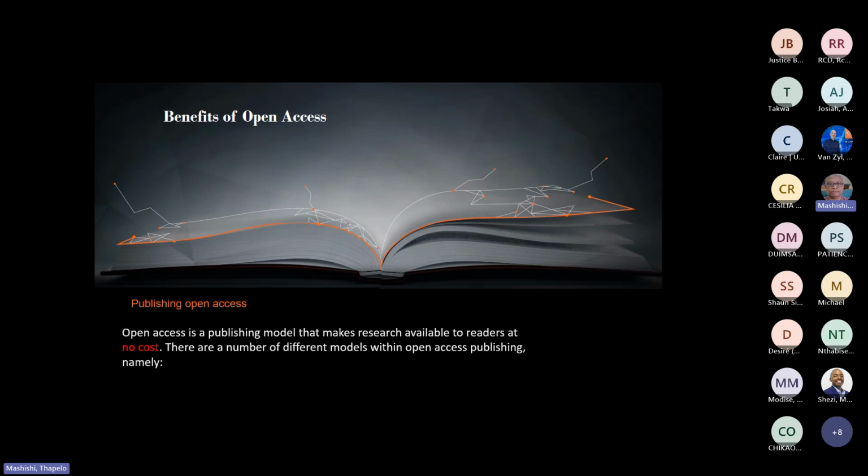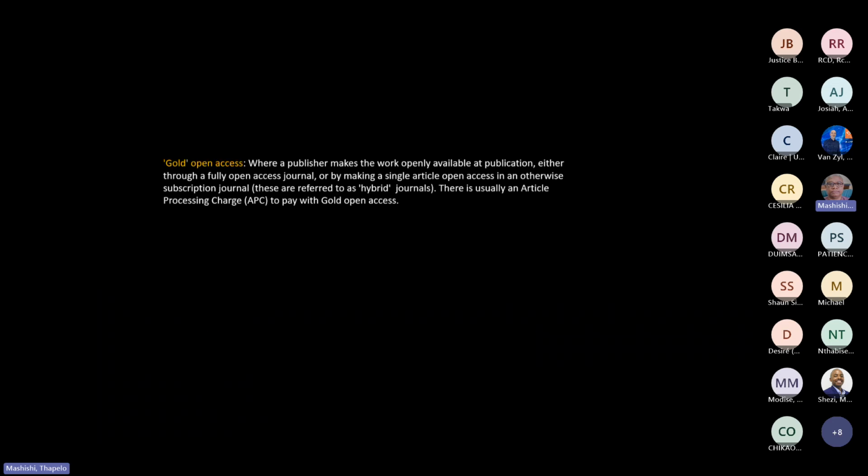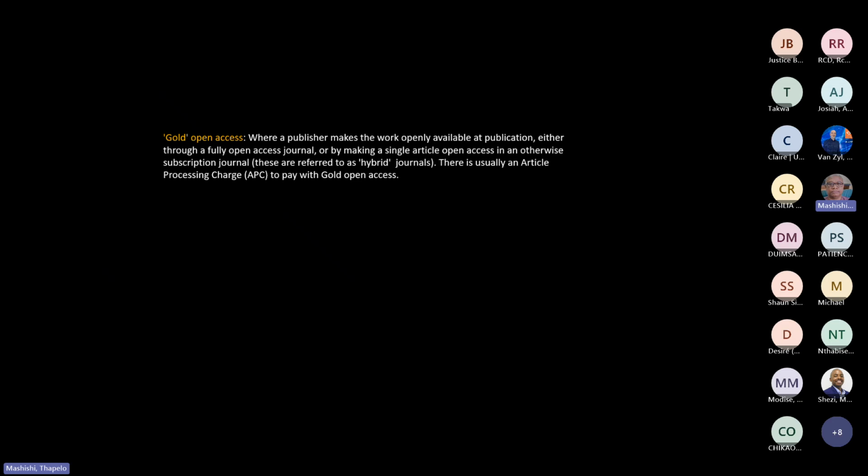Open access is a publishing model that makes research available for readers at no cost. There are a number of different models within open access publishing. Although the no cost must be qualified, as Vikas already mentioned, there are certain costs, or APCs as we call them at the university, that are charged. Basically, the APC is a processing charge that the author has to pay the publisher for that article to be published in their journal.